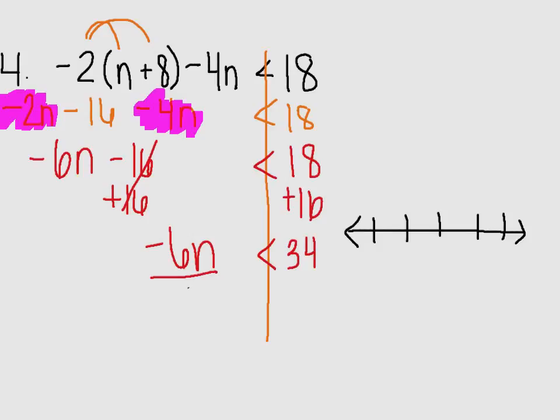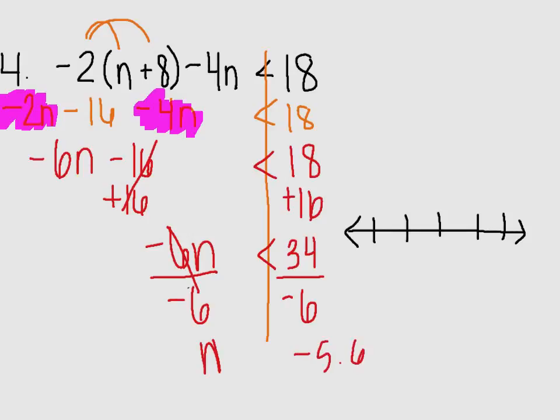Now I divide by negative 6 to both sides. My negative 6's cancel and I'm left with n. And even though 34 divided by negative 6 is not an even number, we're just going to leave it like that. So 34 divided by negative 6 is going to be negative 5.6.